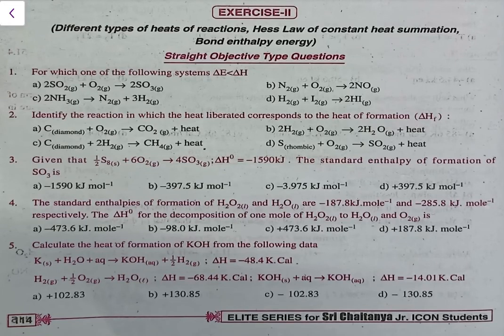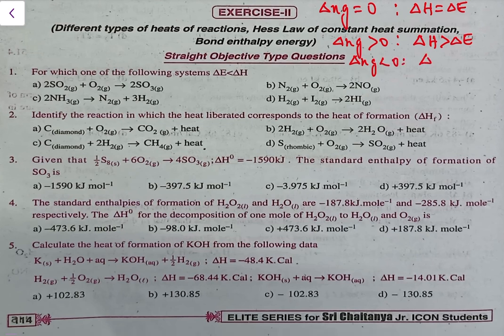Thermodynamics exercise 2, question number 1. For which of the following systems is delta E less than delta H? Here we have a relation: when delta Ng is equal to 0, delta H is equal to delta E. When delta Ng is greater than 0, delta H is greater than delta E. When delta Ng is less than 0, delta H is less than delta E.